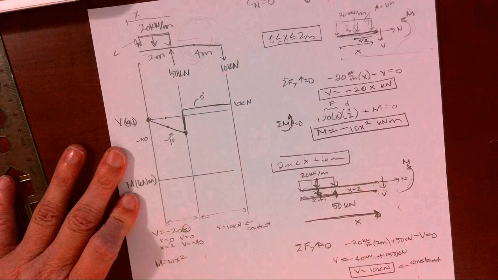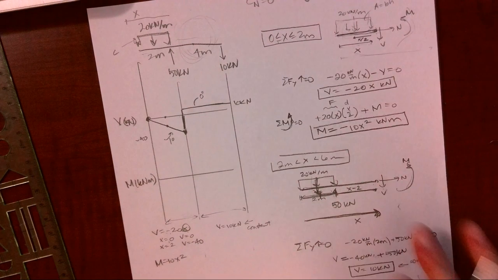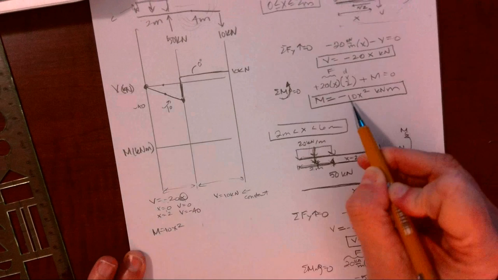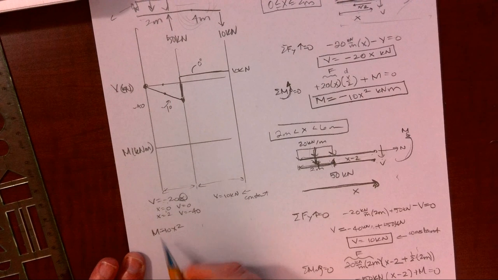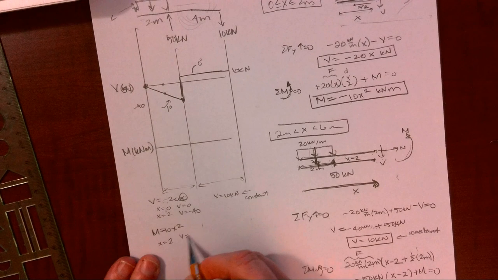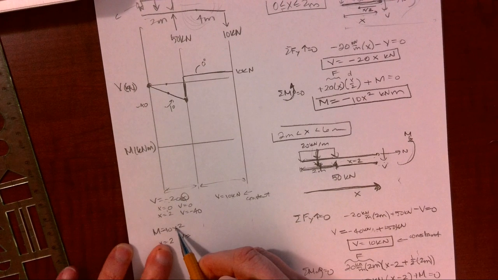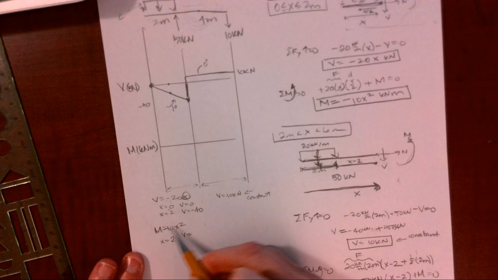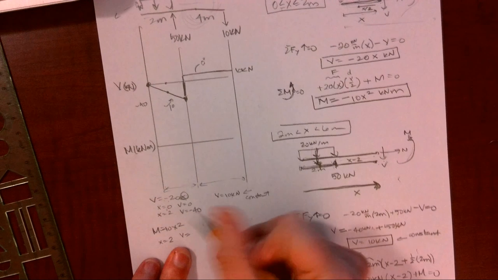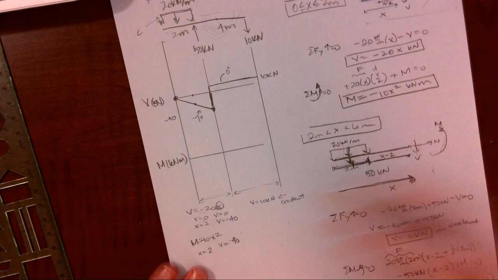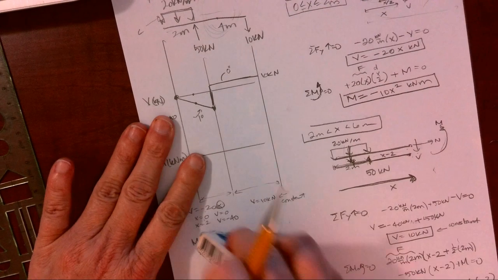What do you think is going to happen when we find our moments? So here, from 0 to 2 meters, I have negative 10x squared. When x equals 2, 2 times 2 is 4 times 10 is negative 40. Negative 40. I don't know why I called that shear when clearly that's a moment. Again, it's been a long day, friends.